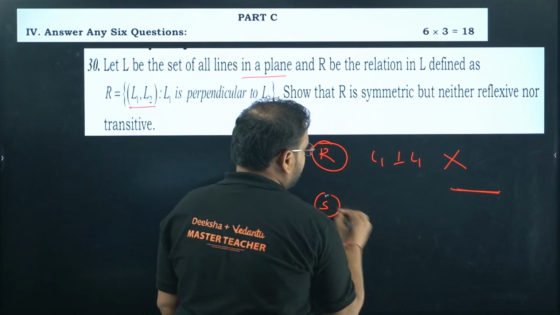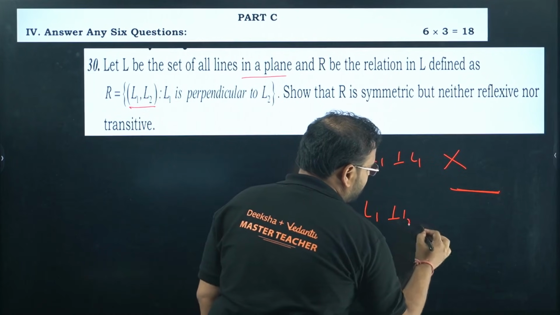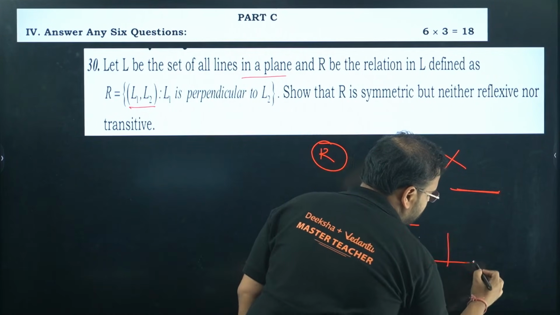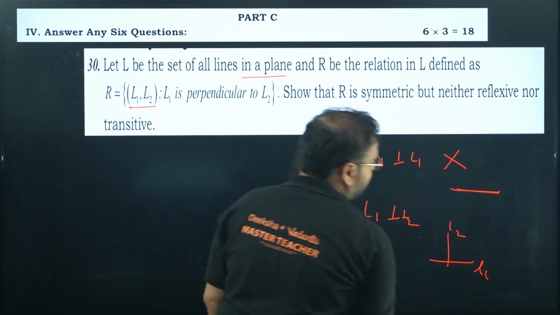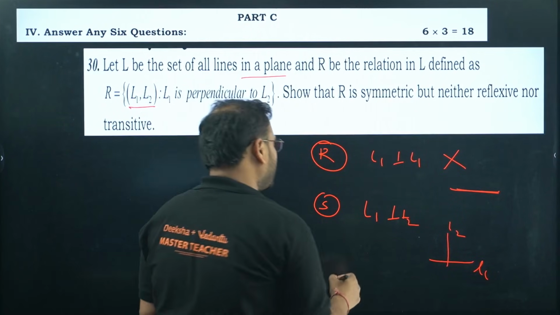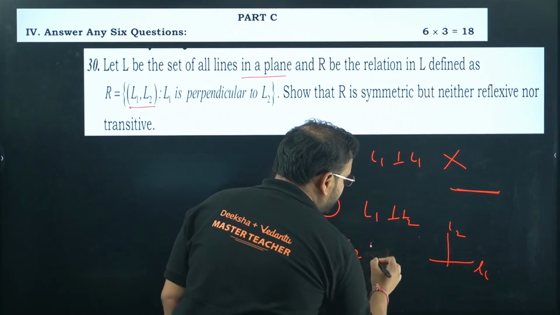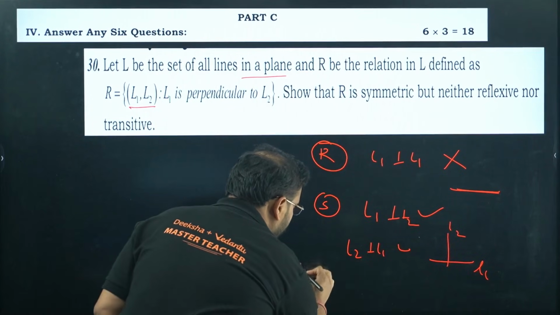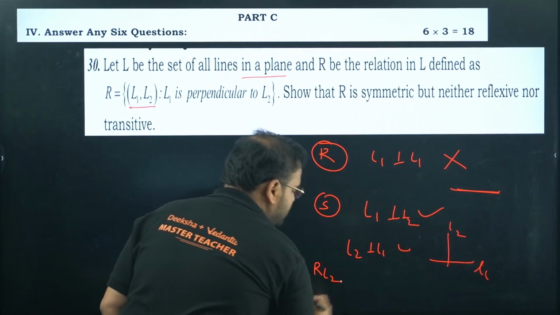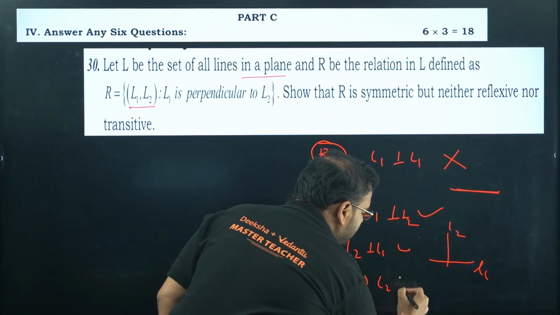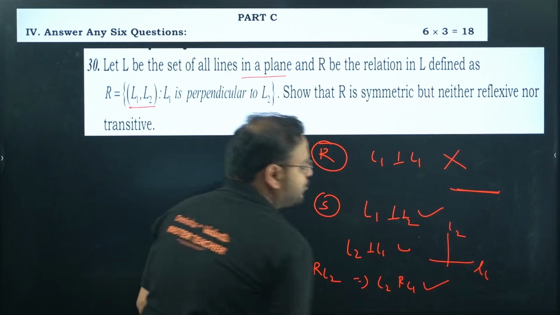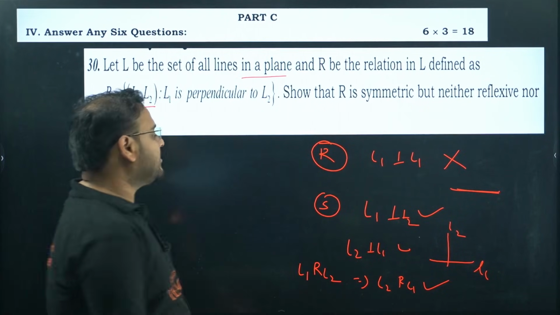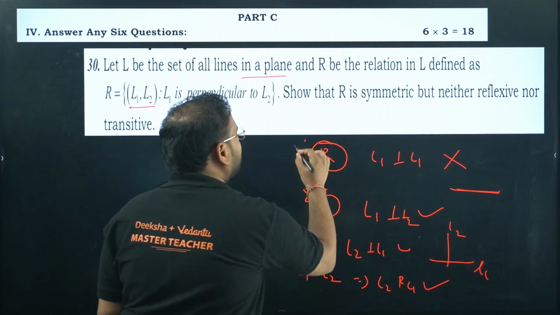Let's look for symmetric. If L1 is perpendicular to L2, if it is like this, L1 here, L2 here, then the reverse is also true. L2 is perpendicular to L1. Both of these are true, which means if L1 R L2 is true, then L2 R L1 is also true. So the given relation is symmetric but not reflexive.